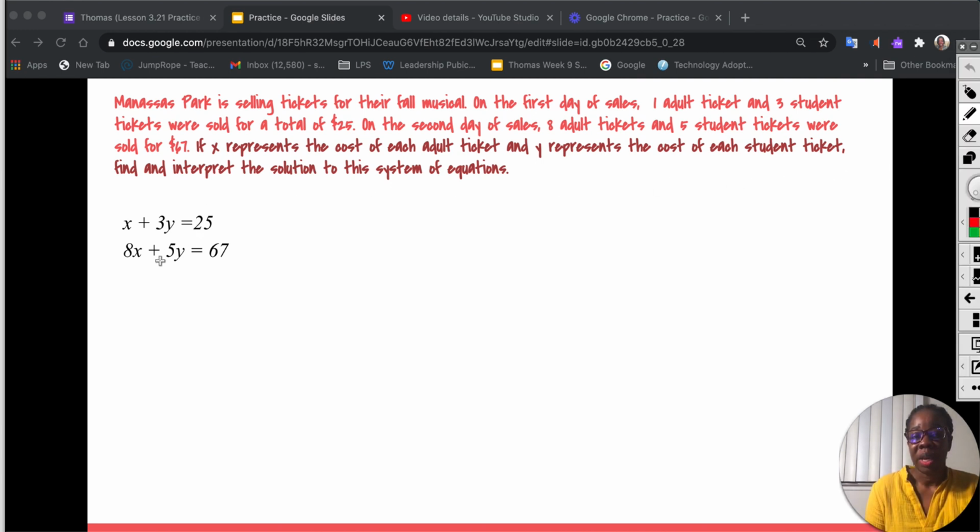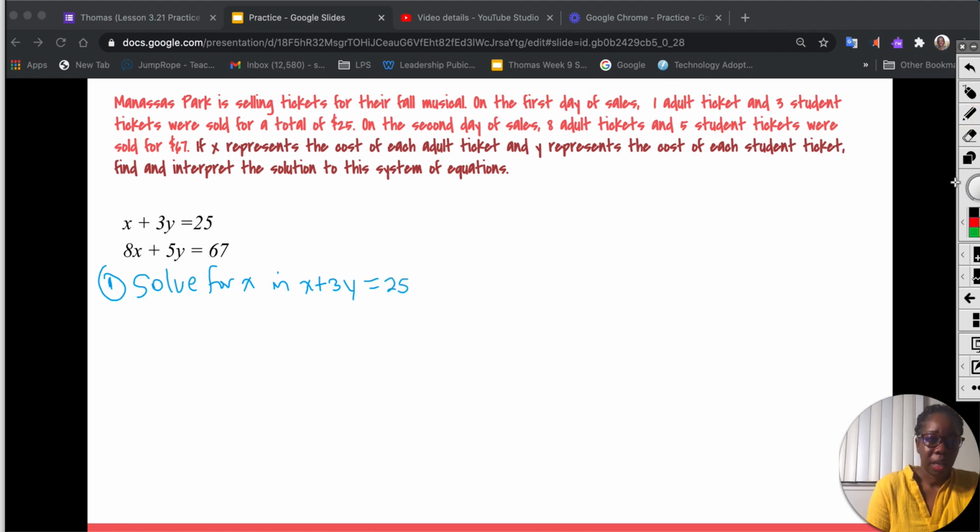So when we examine our system of equations, no variable is by itself. So it means that one of the first things we want to do is solve for one of the variables. And when we look at the system of equations, the variable that is easiest to solve for is x. So our first step is going to be to solve for x in x plus 3y is equal to 25. And I like highlighting.